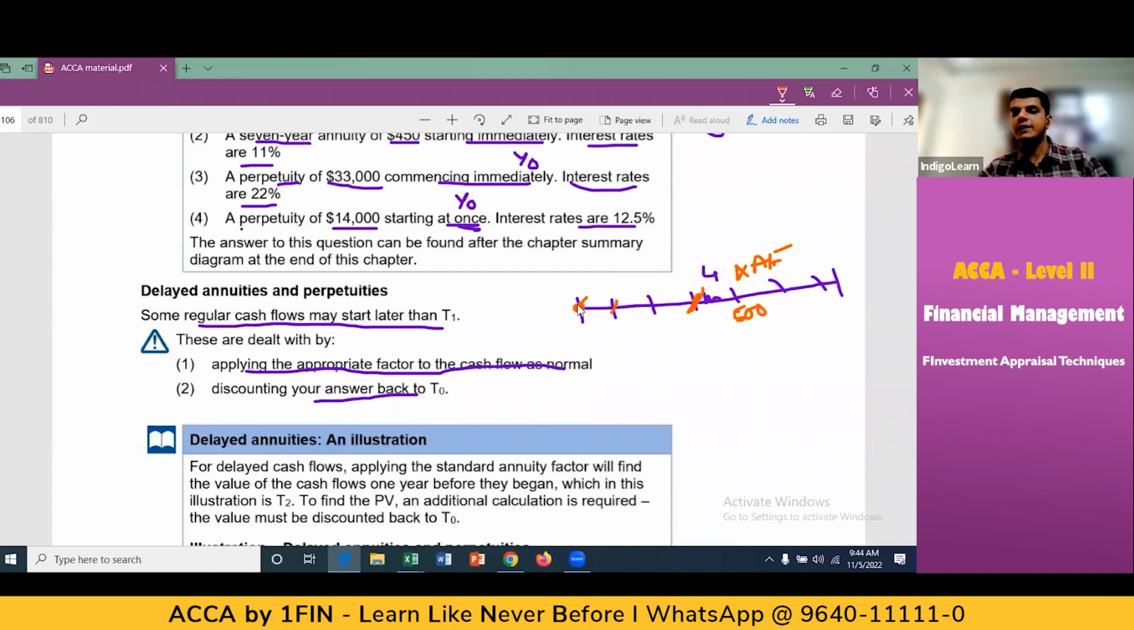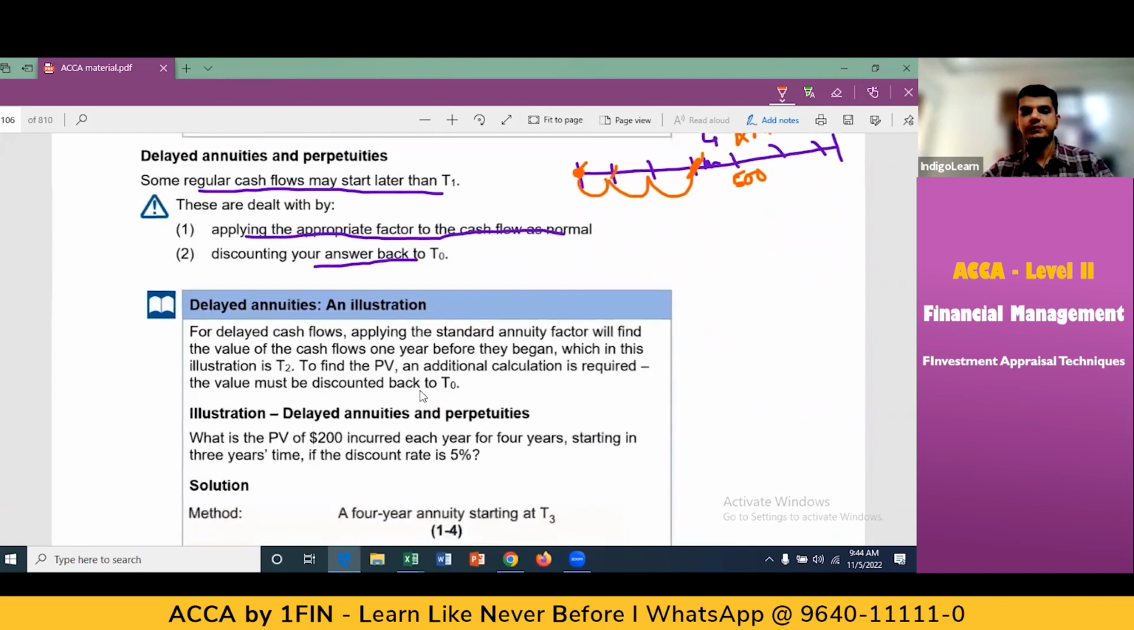Now you want it at year 0. So 3 years discounting, 4 years discounting you can do and get the value at year 0 directly. So we'll get it more clear by example. So just create a brief outline, then later on we'll go through all the examples.